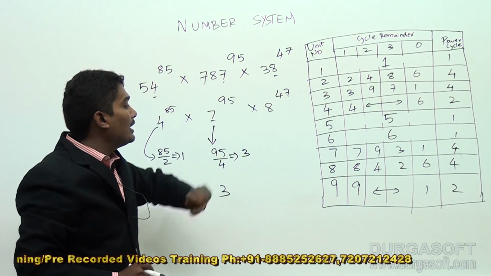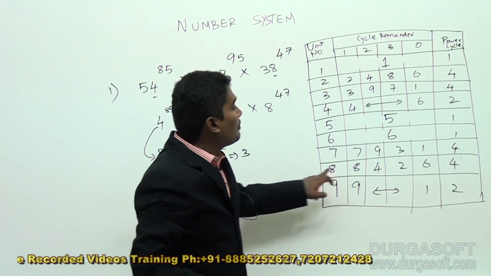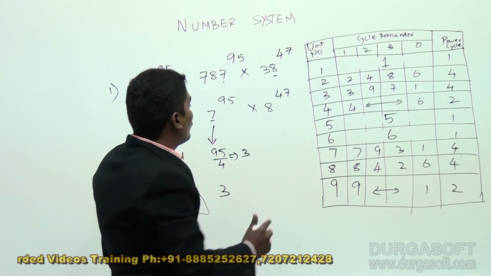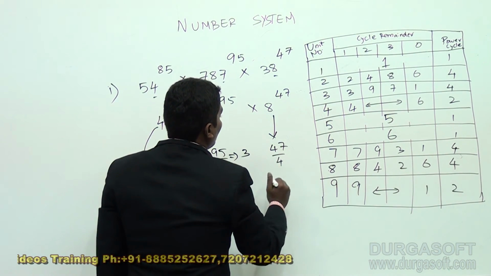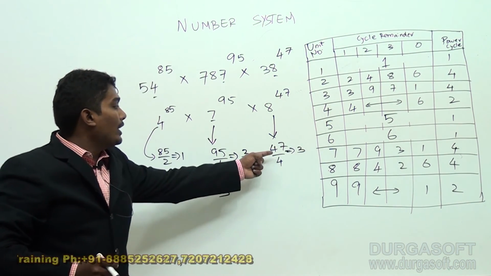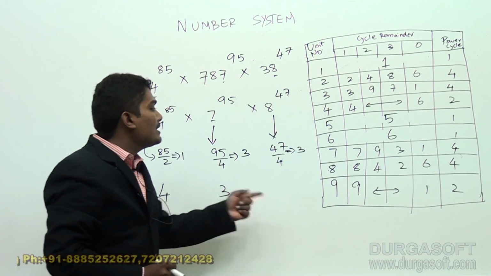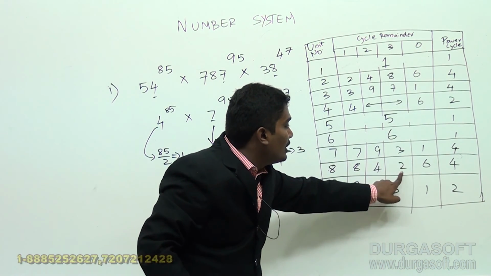Next, 8 power 47. So I look at the power cycle of 8. In the power cycle of 8, the power cycle is 4, which means I have to divide the power by 4. In the same way, 47 I'll divide by 4. 47 divided by 4, 11 fours are 44, I get a remainder of 3. For 8, if the cycle remainder is 3, the unit digit will be 2.